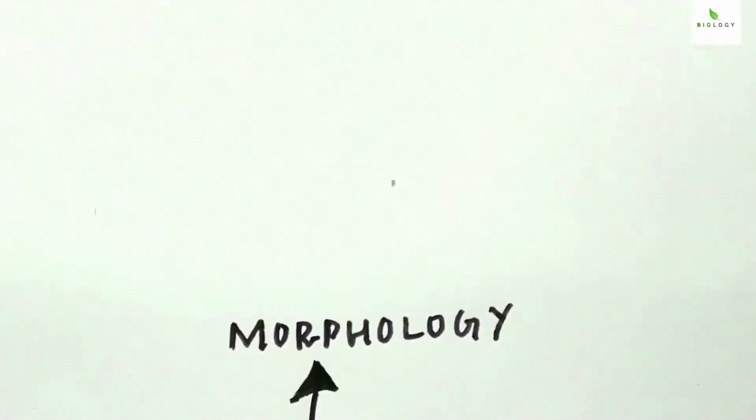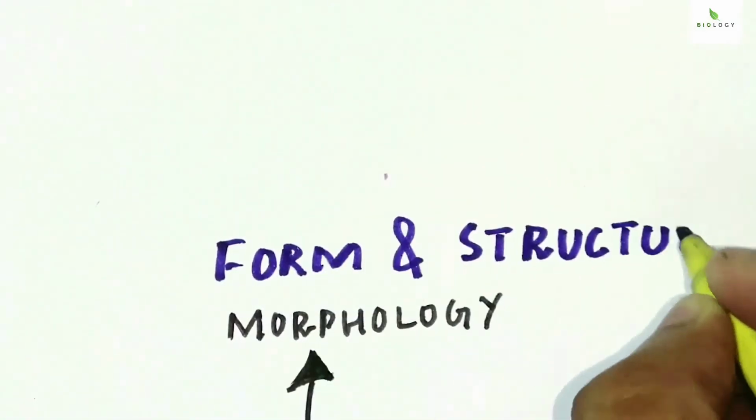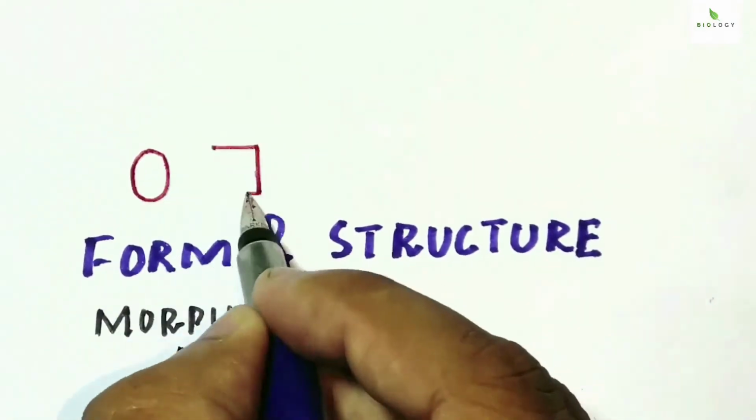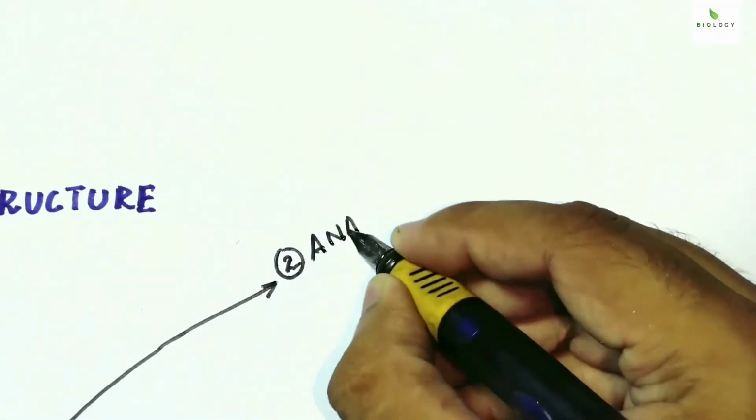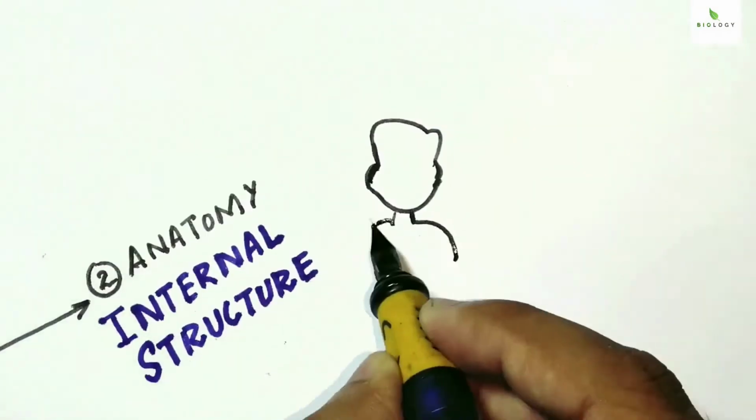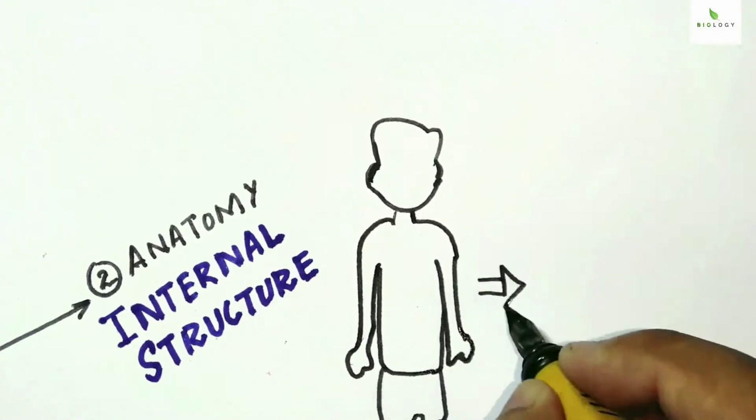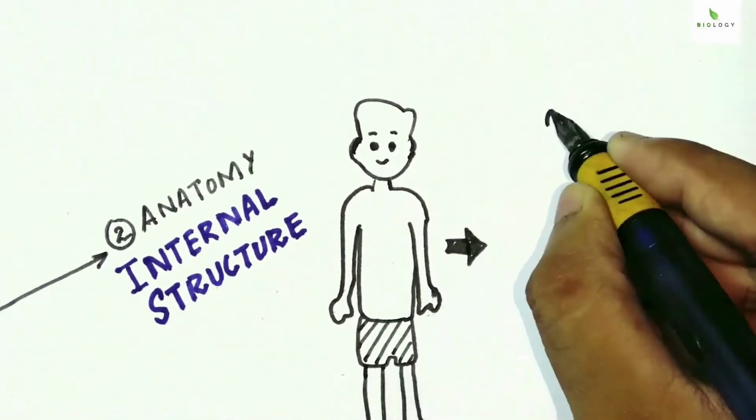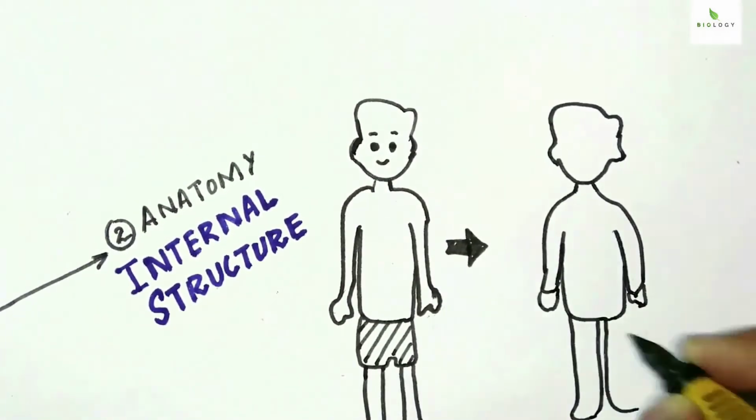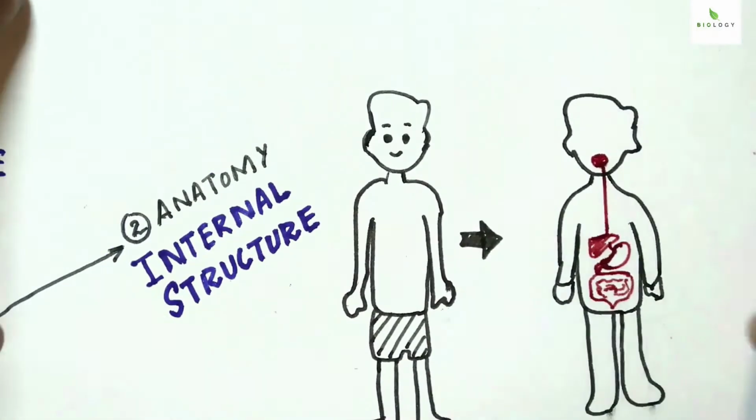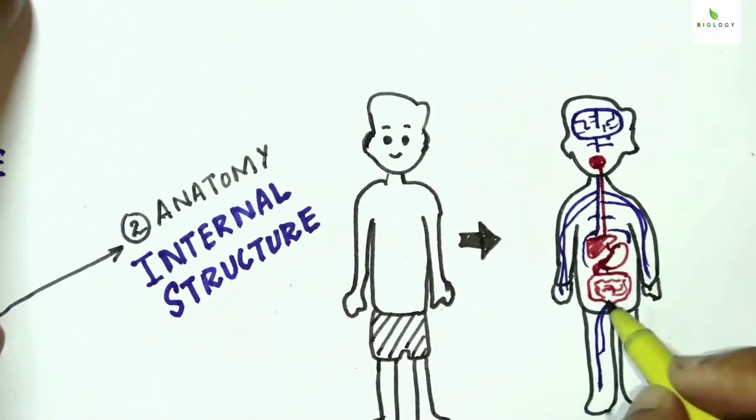Morphology deals with the study of form and structure of the living organisms, their shape, their size, their pattern, etc. Anatomy. Anatomy is the study of internal structures of the living organisms. For example, different organ systems of the human, the skeleton, for example, the bones, respiratory system, digestive system, nervous system.